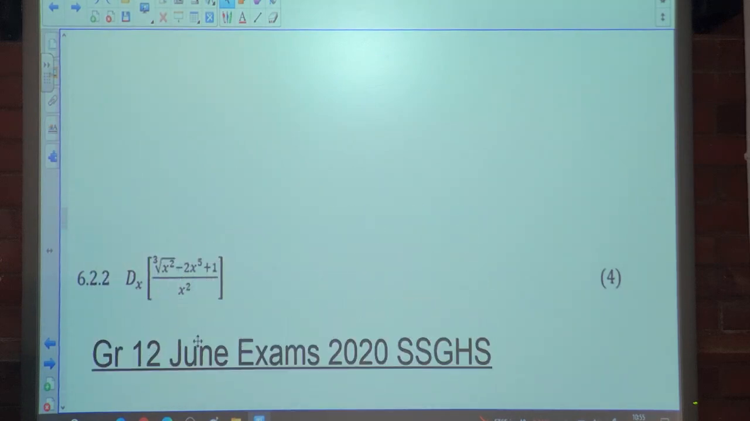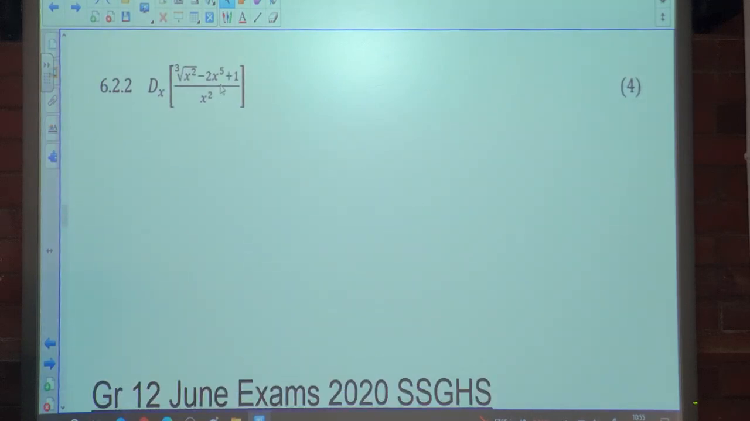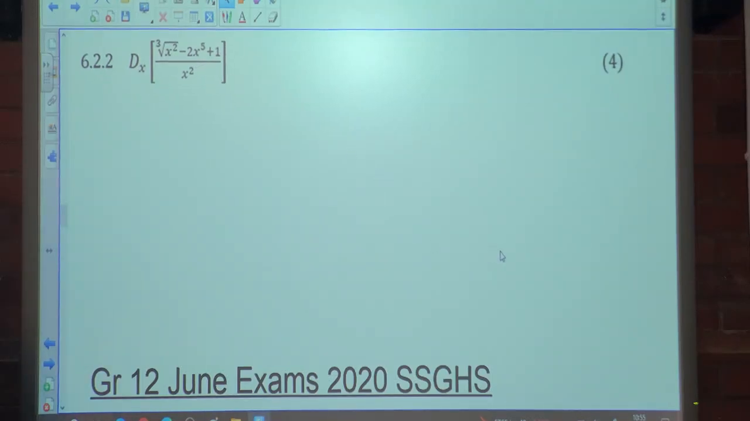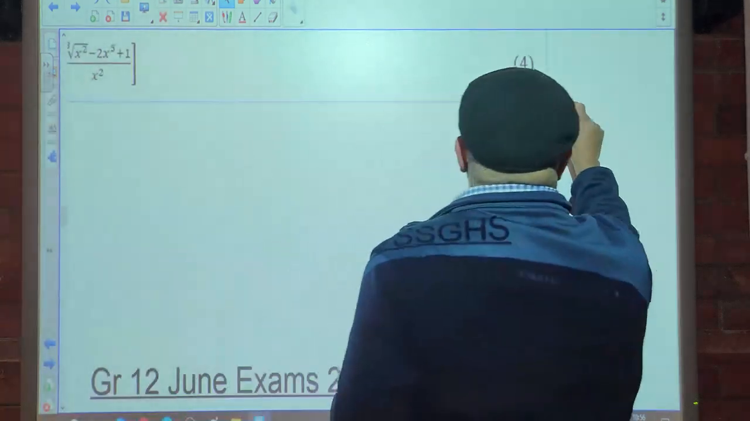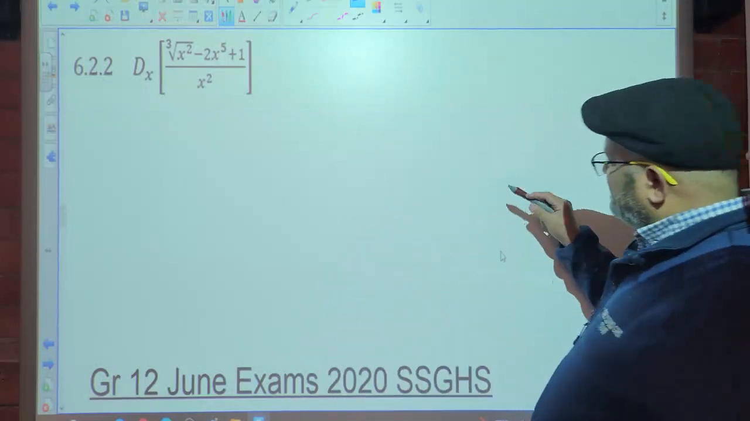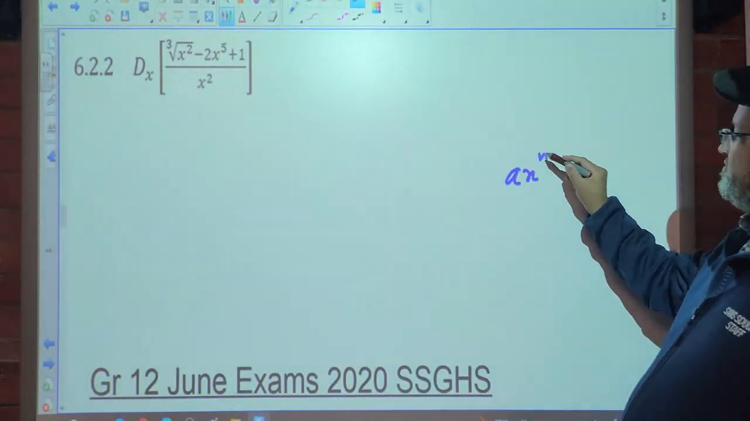6.2.2. Big D of x. Capital D, whatever. We are given the derivative with respect to x of the cube root of x squared minus 2x^5 plus 1, all over x squared. So what do I do? I put each one over its own denominator. Why do I want to do that? Because I want it in the form of ax to the exponent n.